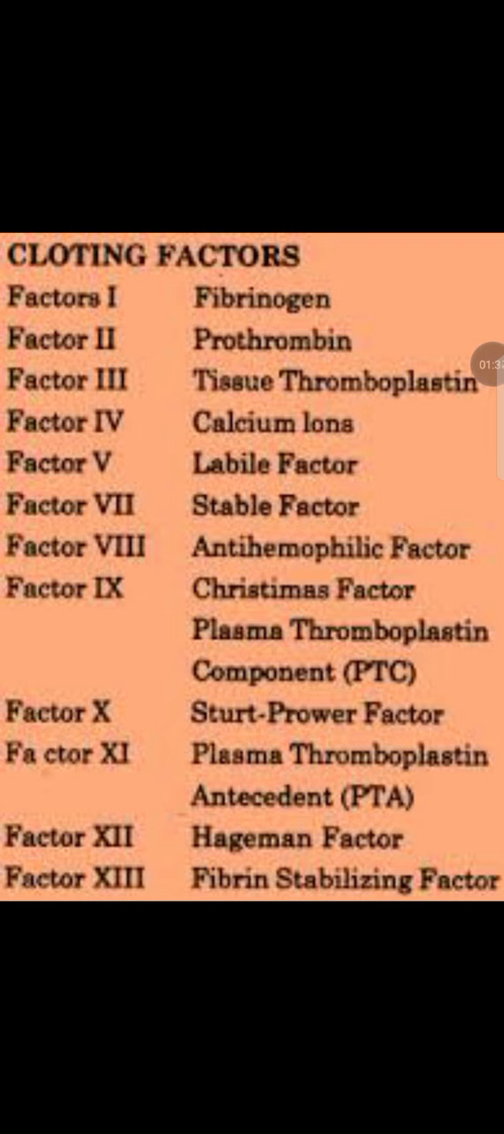So they simply cascade. There are simply two pathways that we talk about. There's the intrinsic pathway and the extrinsic pathway. But let me just run you through the names of these clotting factors. So we have factor 1, fibrinogen, factor 2, prothrombin, factor 3, tissue thromboplastin, factor 4, calcium ions, factor 5, labile factor, factor 7, stable factor, factor 8, antihemophilic factor.